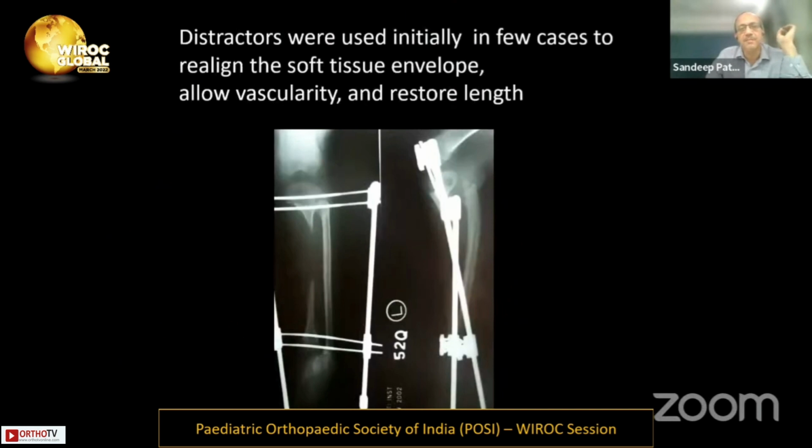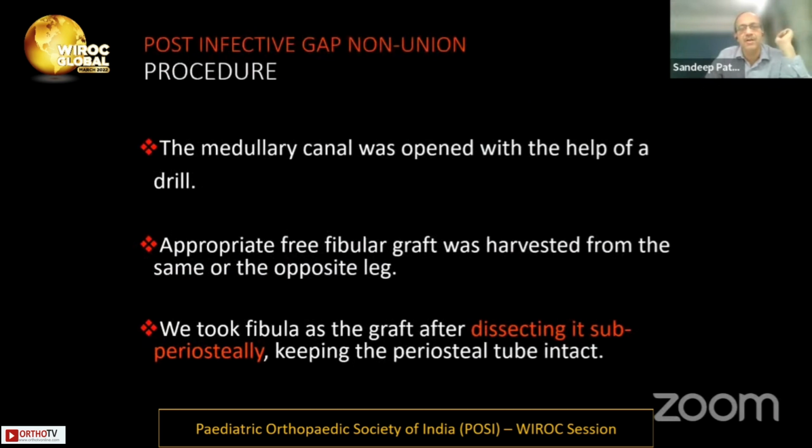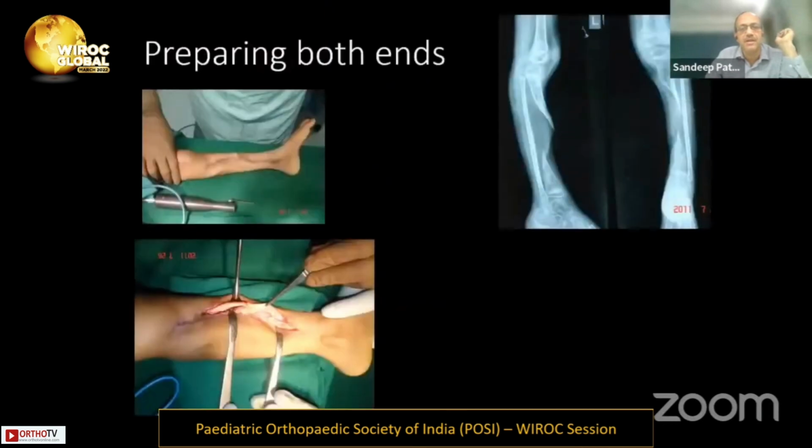So this is an example where the tibia had a large gap. So distractors can be used to realign the soft tissue envelope, restore the length, and allow for some vascularity. Then you open the medullary canal on either side with a drill, and an appropriate size free fibular graft is taken from the same or the opposite leg, depending on your choice and stability. I take it subperiosteally. Taral has his way of doing it percutaneous.